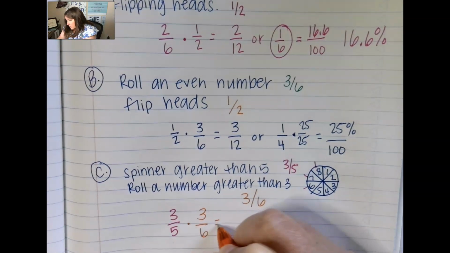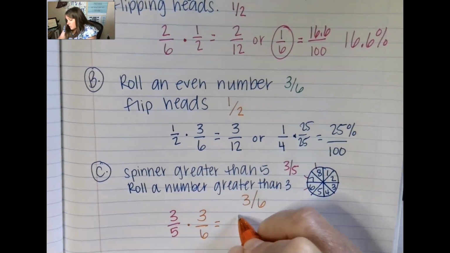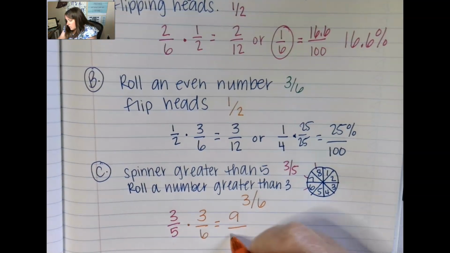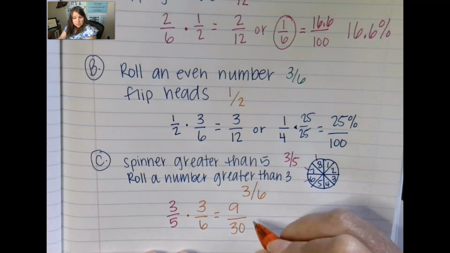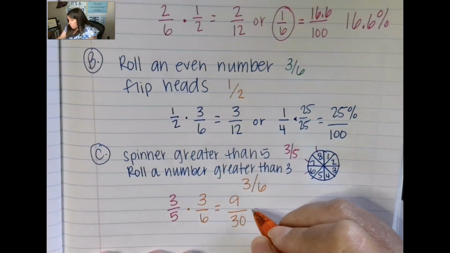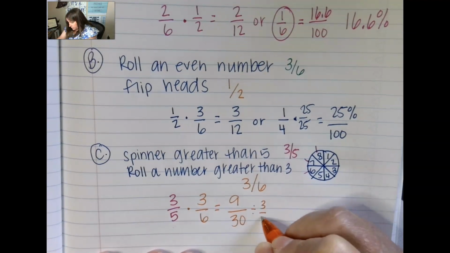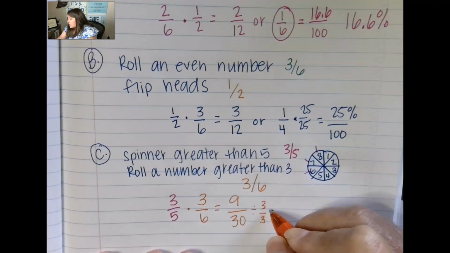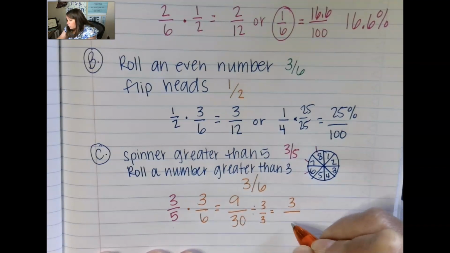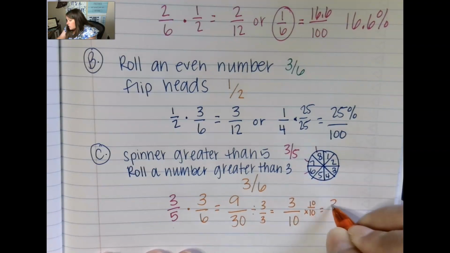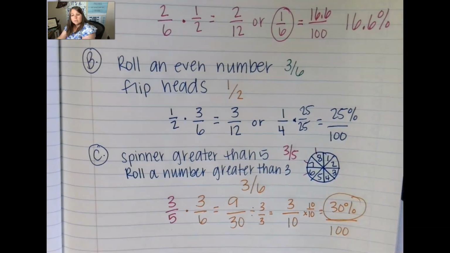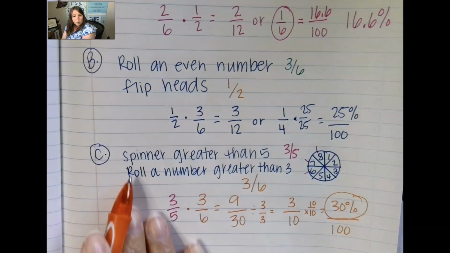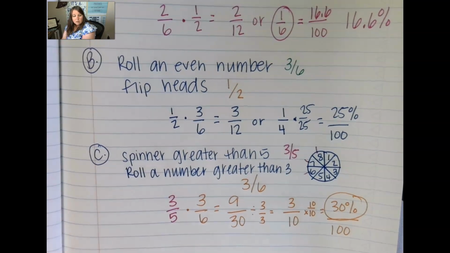We're just going to multiply this straight across. So 3 times 3 is 9. 5 times 6 is 30. So we have 9 out of 30. We can reduce this down by dividing by 3. And this is going to give us 3 out of 10. We're going to multiply this by 10 over 10. And so this gives us 30% over 100. So there's a 30% chance of doing both of these compound events.